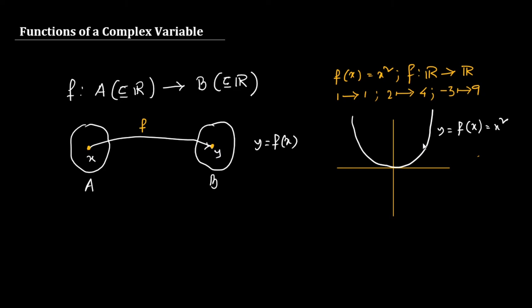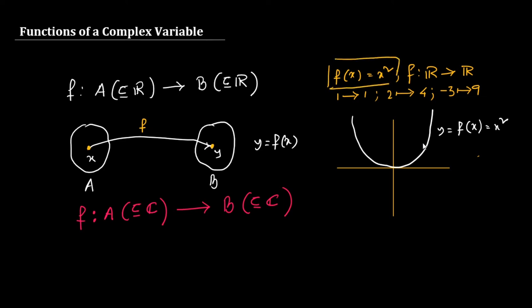A function of one complex variable can be defined analogously, where the domain and codomain both will be subsets of the set of complex numbers. In the earlier case, both are subsets of the set of real numbers. Now here, both will be subsets of the set of complex numbers. For example, like the previous case where my function was f(x) equal to x square, I'm now considering my function as f(z) equals z square, where z is a complex number. Now, the issue is how we can graph it. Can we graph it like the earlier case?